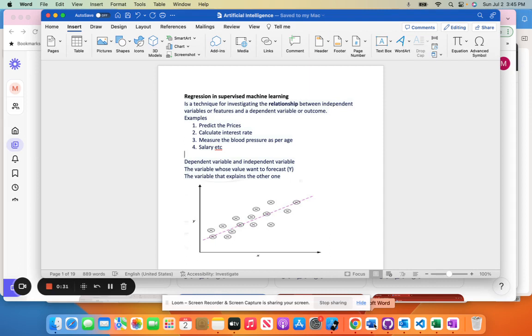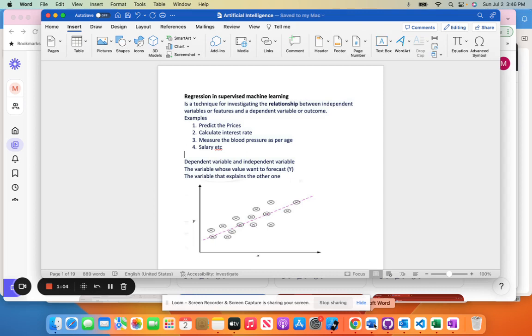Firstly, we discussed classification. We just understood the basics of machine learning, like how many types of machine learning there are. The first one was supervised machine learning, then unsupervised machine learning, and then reinforcement machine learning. In the next video, we discussed classification and its types, especially the decision tree and the naive Bayes classifier.